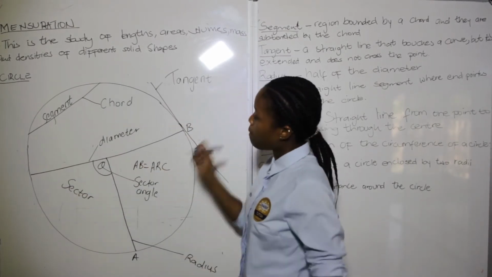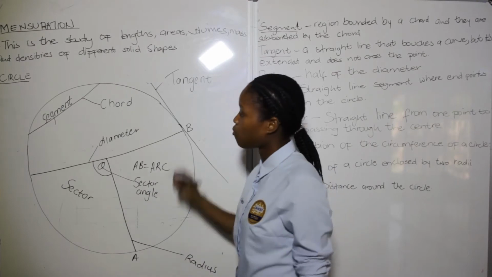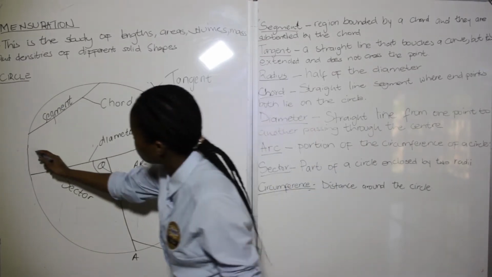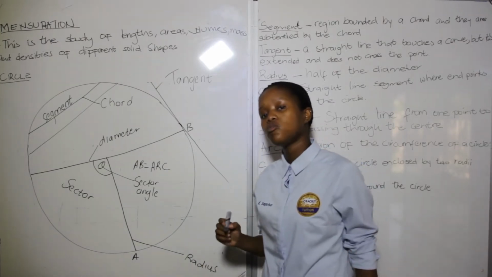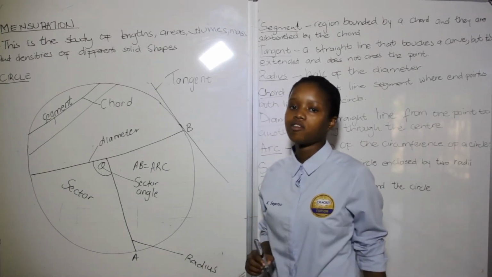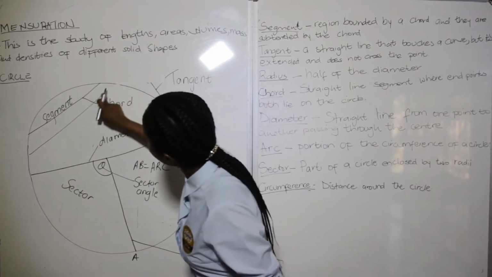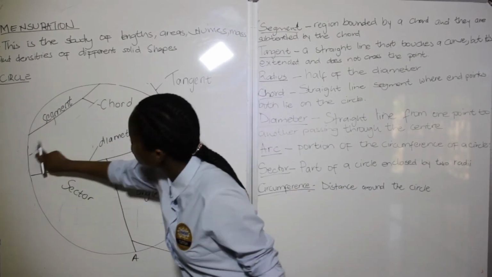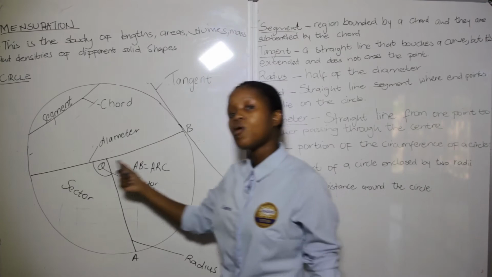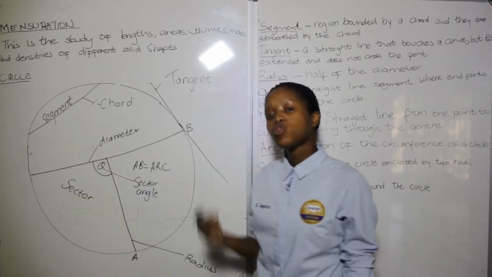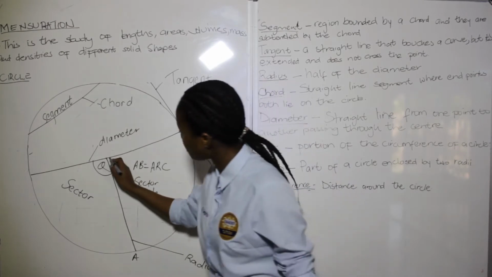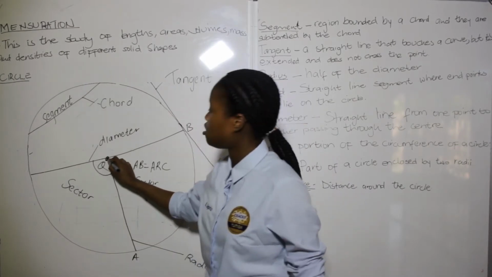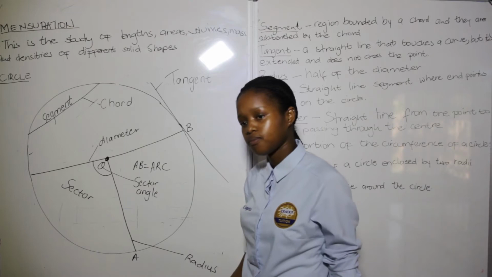You can't say this is my diameter just because it goes from one point of a circle to another. Why is it wrong? Because it's supposed to pass through the center of a circle. So it's a straight line that passes from one point of a circle to another point of the circle through the center. And where is our center? Our center is here. So this is our center.